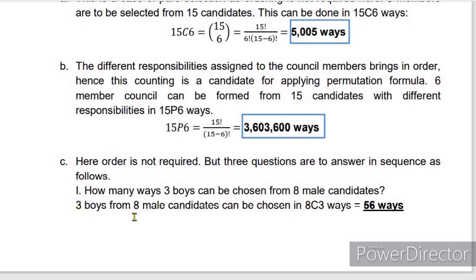Number 1 question: how many ways can 3 boys be chosen from 8 male candidates? That's first, so we will use the combination. 3 boys from 8 male candidates can be chosen in 8 combination 3 ways. So we'll just use the combination formula. It should be 56 ways.